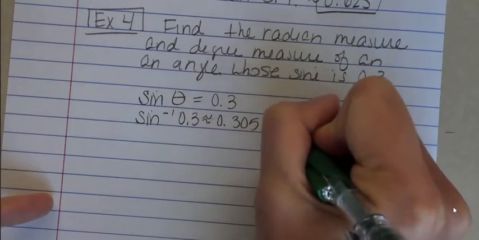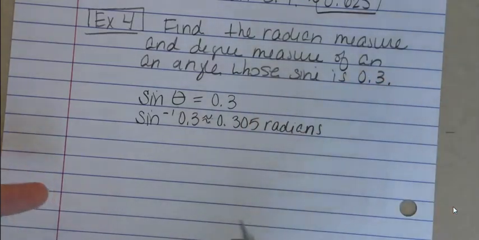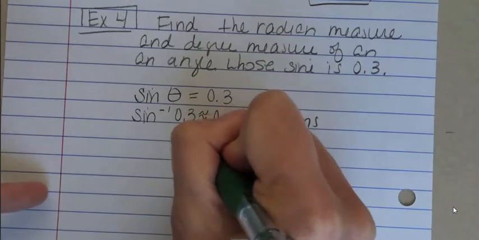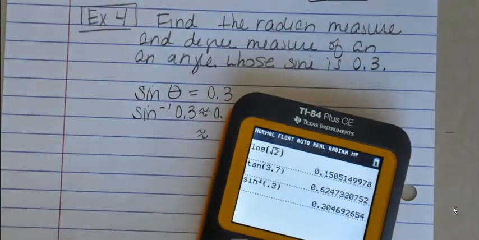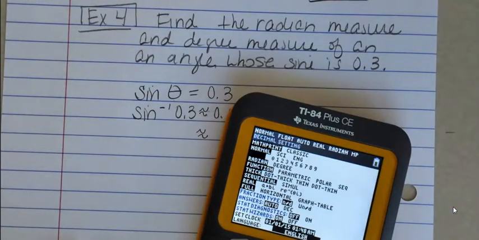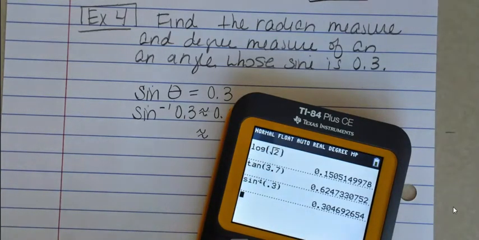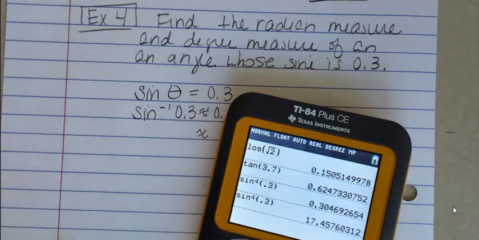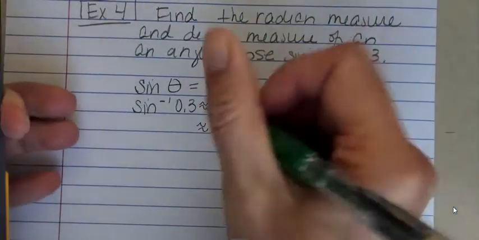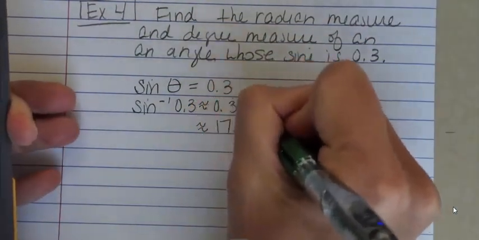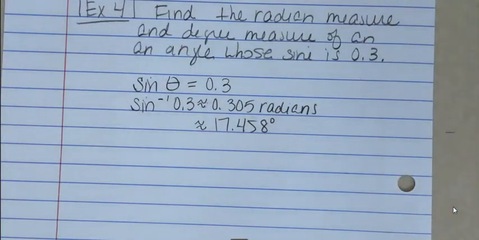And I'll write that it's in radians. But I'll also do that in degrees, the exact same thing. I'm just going to change my mode. And I get approximately 17.458 degrees. So you can see how you can get two different answers. They're talking about the same angle, though.